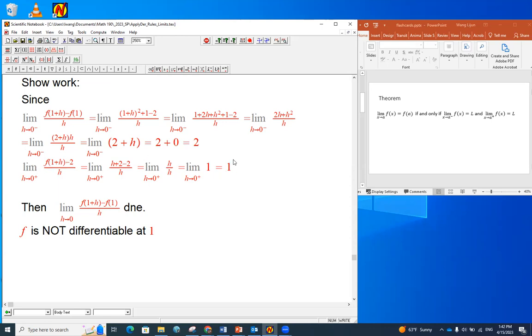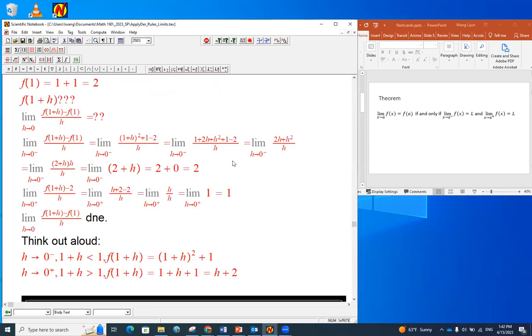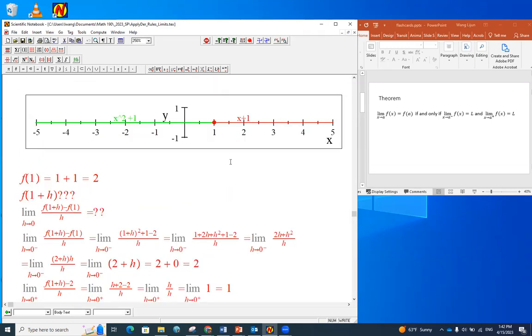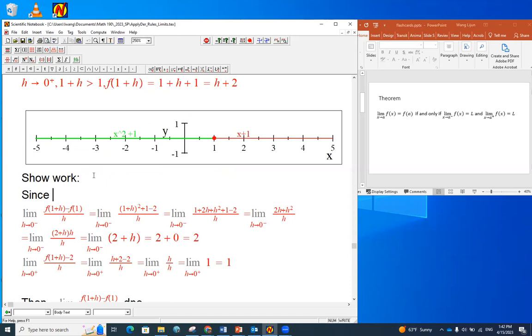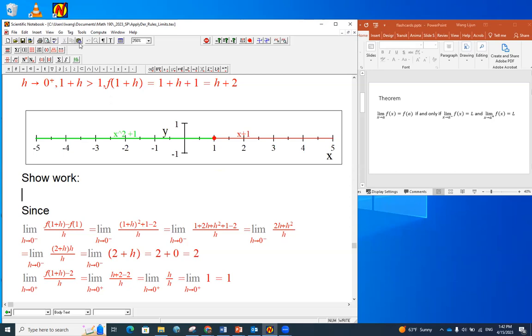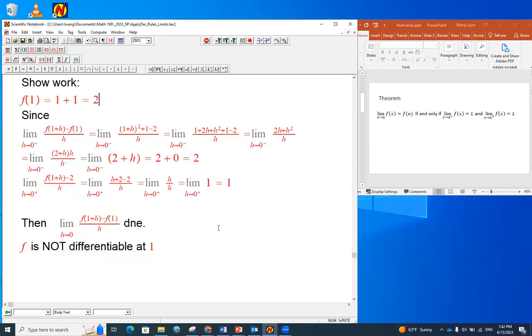Your notation, your operation, is right. That's how you organize your work. Of course you can put this one over here, f of 1, if you like. You can say f of 1 equals that, and then you look at the left limit, right limit. And that's all you need to show your work.